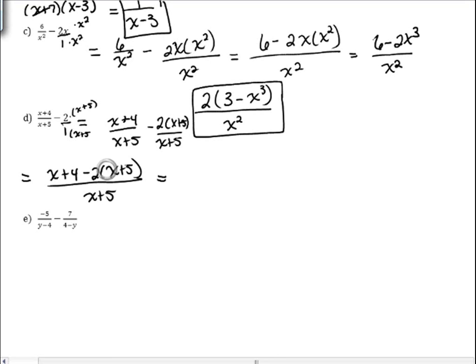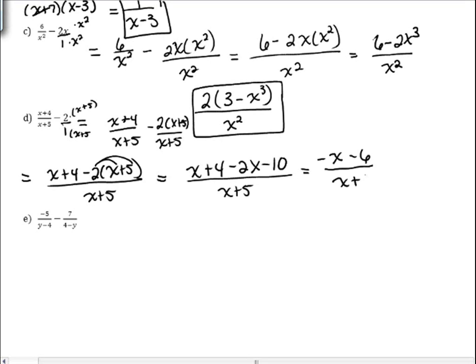Now we want to simplify our numerators. x plus 4, we're going to distribute the negative 2, giving us negative 2x minus 10, and this is over x plus 5. Combining like terms, we have x minus 2x, which is negative x. 4 and negative 10 is negative 6, and that's over x plus 5. We could factor a negative 1 out of the top, but we don't really need to. You can just leave it as negative x minus 6.